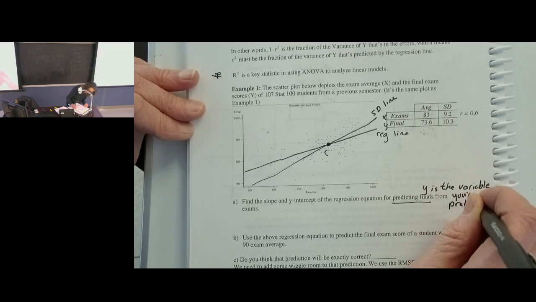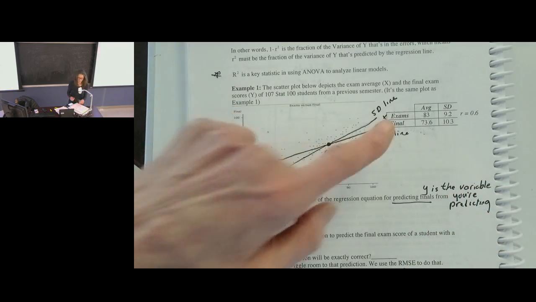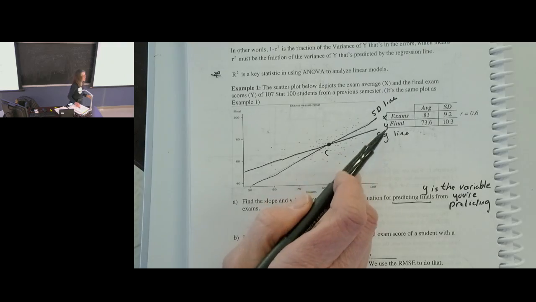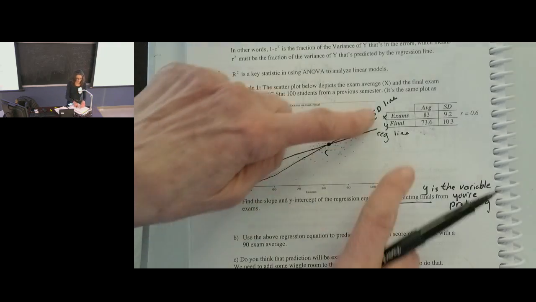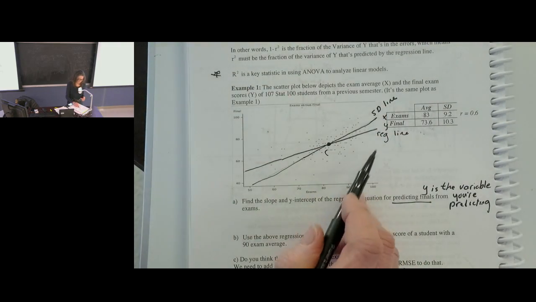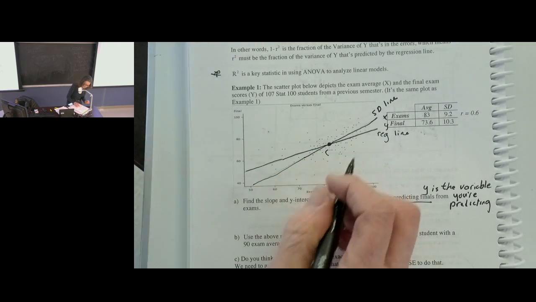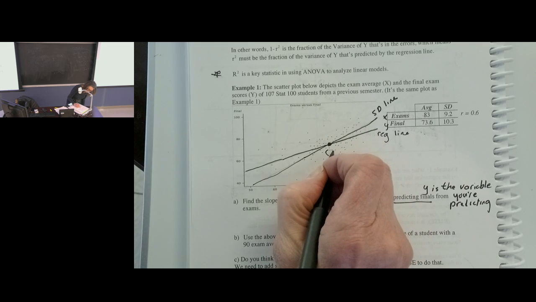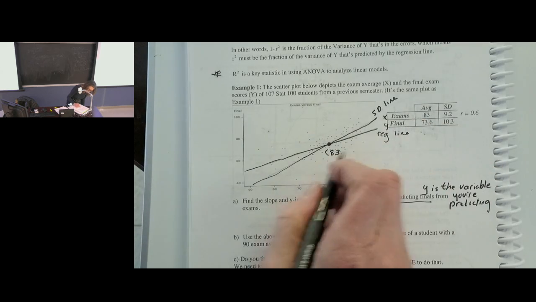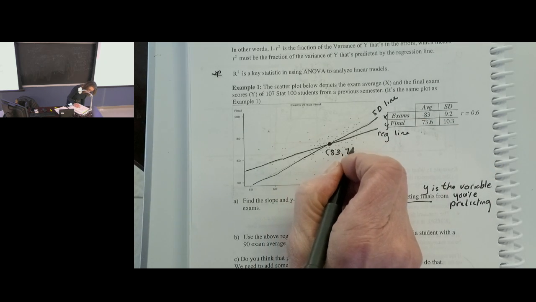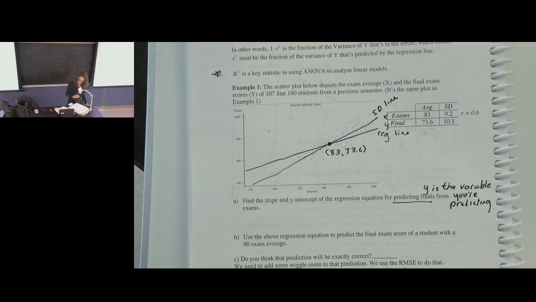Don't expect that x is always on the horizontal axis; I just put those in arbitrary order. So in this case, this point right here where they cross is the point of averages. That would be the average of the x's and the average of the y's.